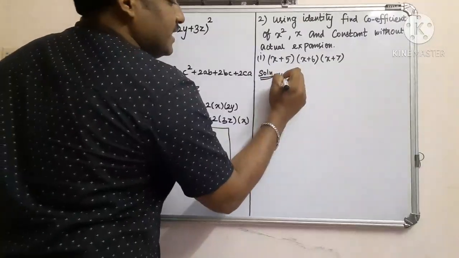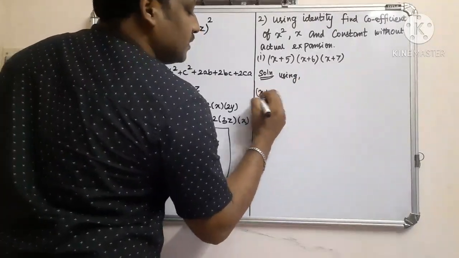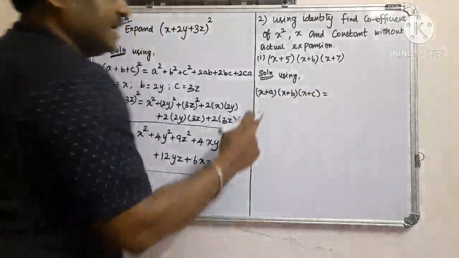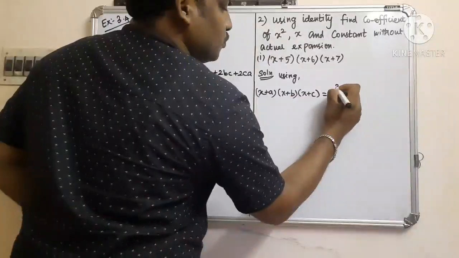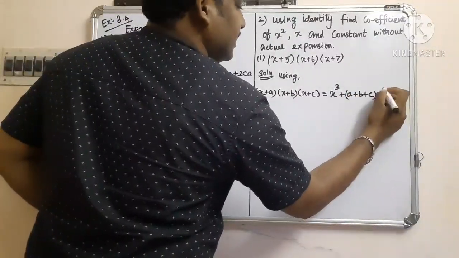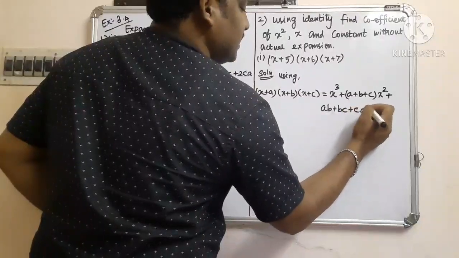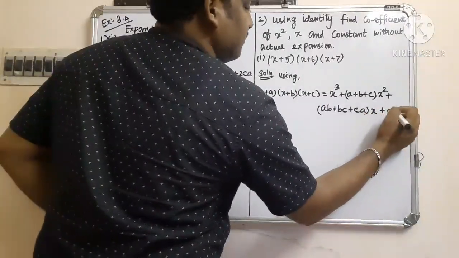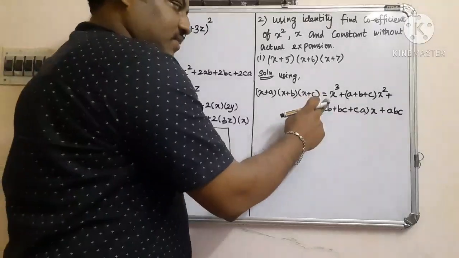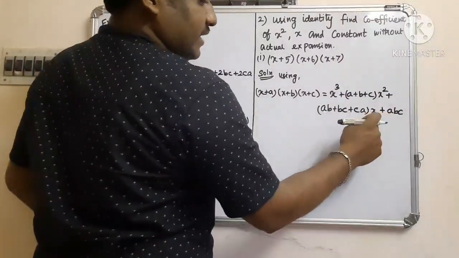So using the identity x plus a, x plus b, x plus c, we have to use this formula: x plus a, x plus b, x plus c is equal to x cube plus (a plus b plus c) x square plus (ab plus bc plus ca) into x plus abc. So this is the formula we have to use.